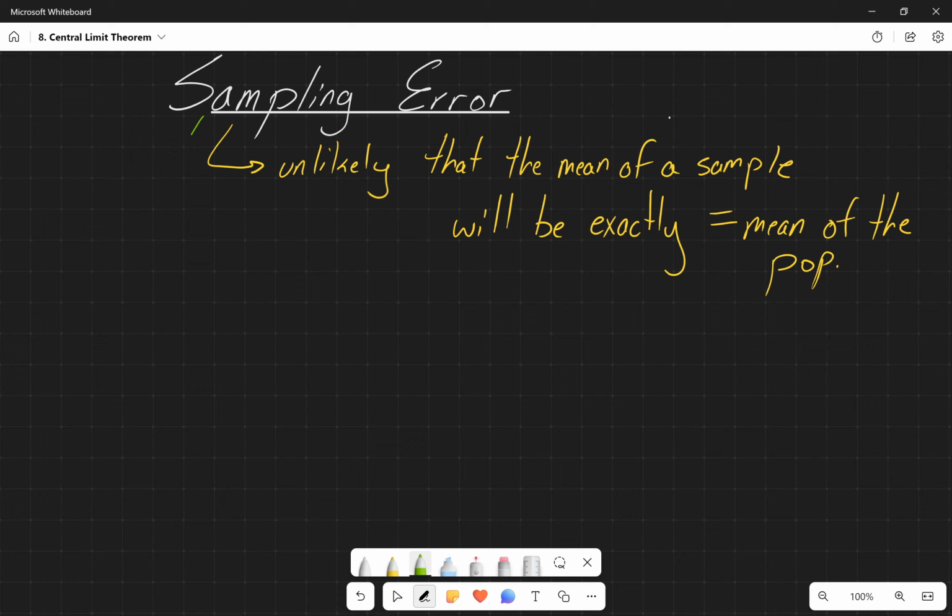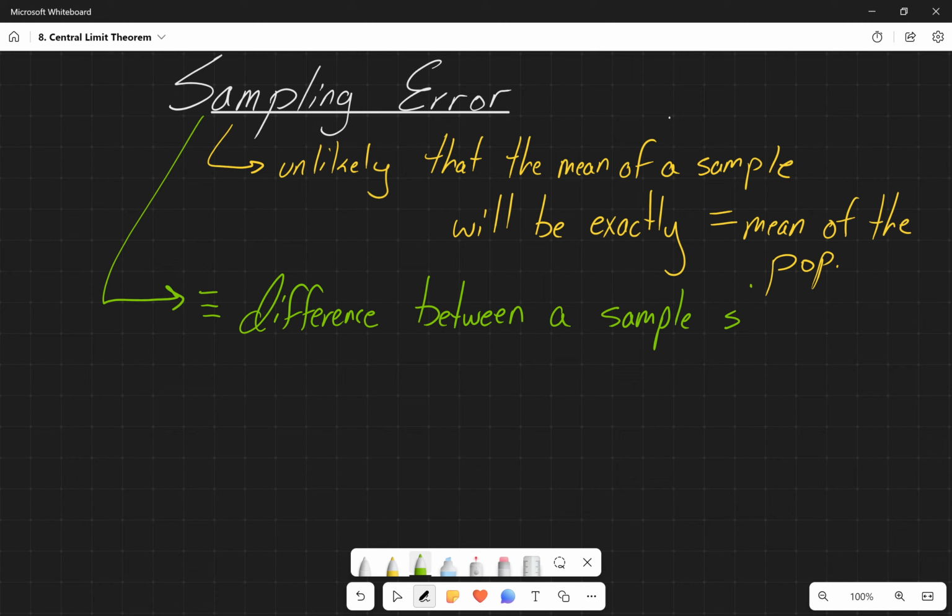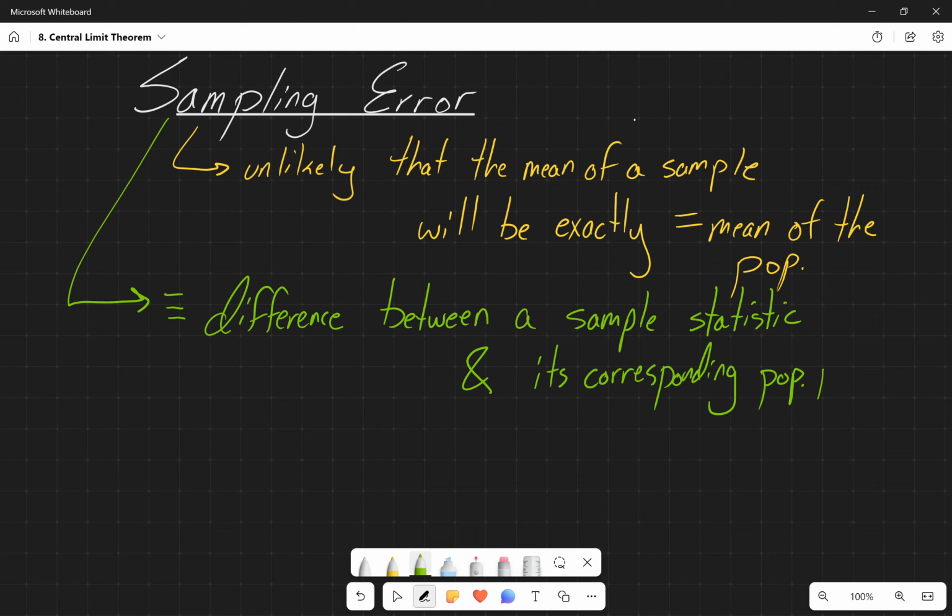And so we define this sampling error as the difference between, and so we're going to go general here, right? We're going to kind of zoom out a little bit. So the difference between a sample statistic and its corresponding population parameter. When we're talking about the population, it's not a statistic anymore, it's a parameter.